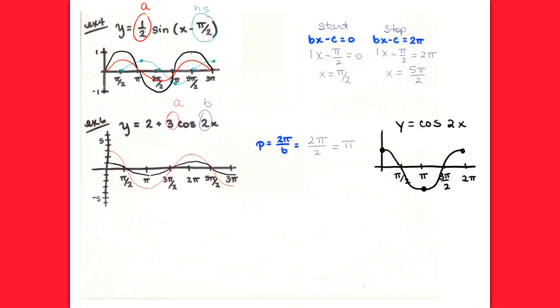So if we're going to figure out our period change, remember yesterday we said our new period would be equal to the original period, which in cosine is 2 pi, divided by b. So since our b value is 2, we're going to do 2 pi divided by 2, and that'll give us 1 pi.